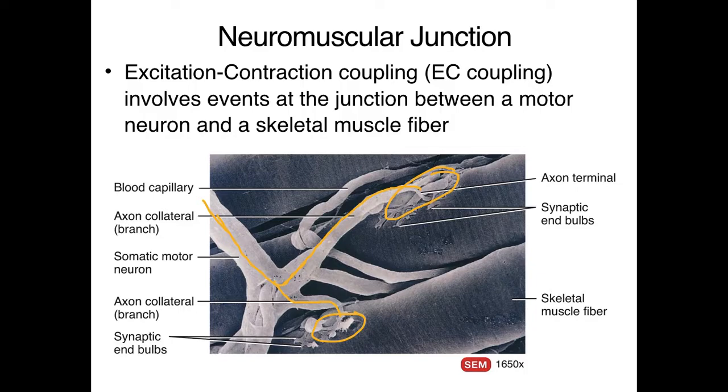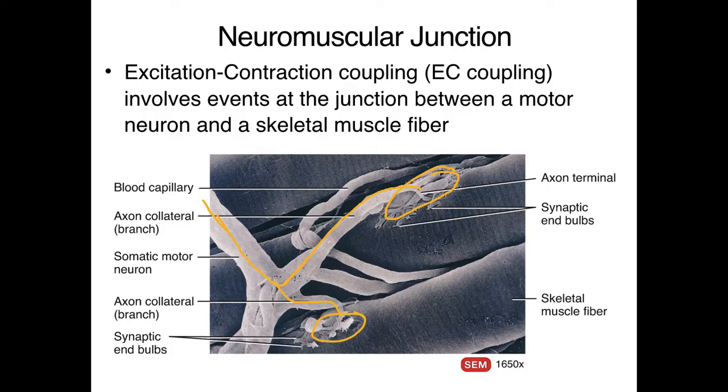So this axon terminus gets really close to the muscle membrane, but there is a short gap. They don't actually touch. There's a short gap in between the axon terminus and the muscle membrane. Remember that the membrane of a muscle fiber is called the sarcolemma. So there is a short gap between the axon terminus and the sarcolemma, and that gap is called the synapse.